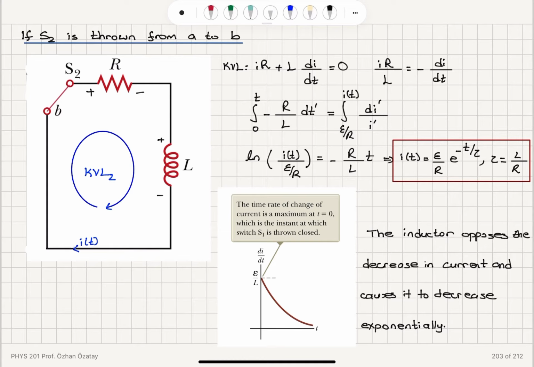Okay, so the inductor opposes the decrease in current and causes it to decrease exponentially. So basically that's what we find, the current decreases exponentially.